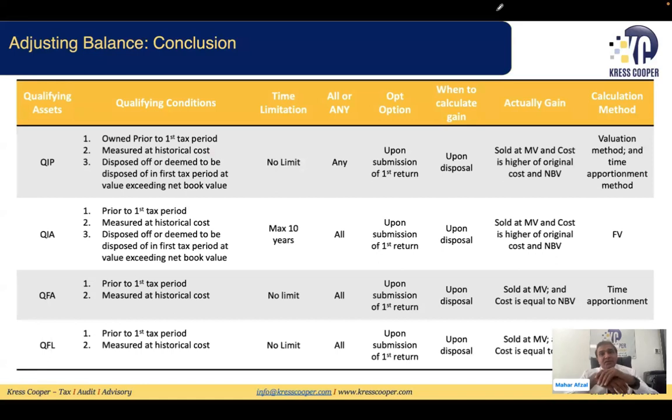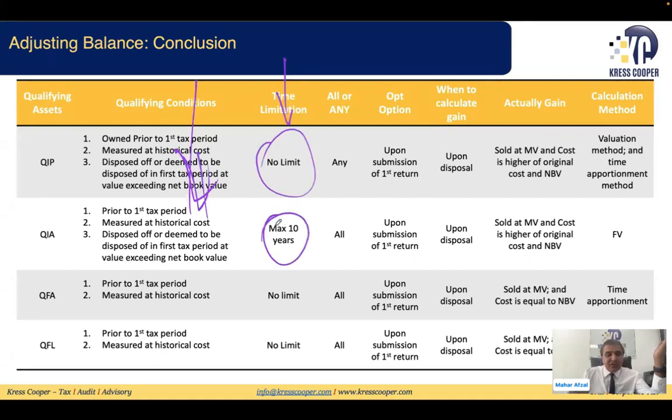So I will summarize the discussion very straightforwardly. These are the four qualifying assets: qualifying immovable property, qualifying intangible assets, qualifying financial assets, and qualifying financial liabilities. In the first column, I mentioned the conditions. These conditions we have already discussed previously. Then there is the time limitation. There is no time limit.